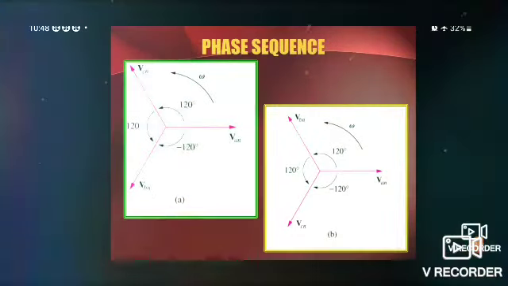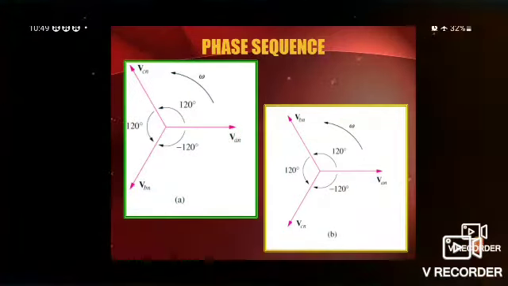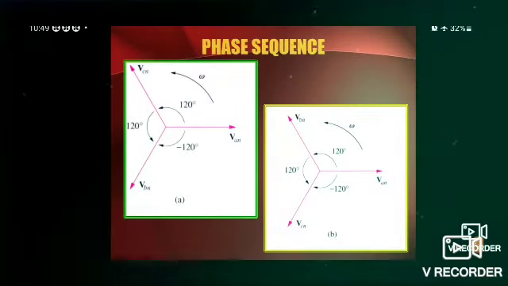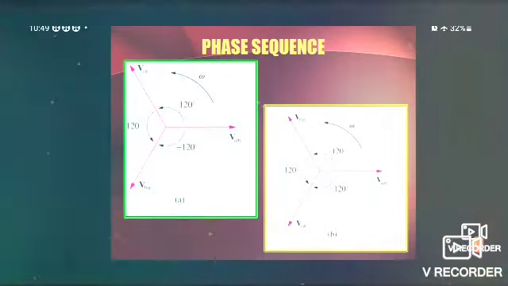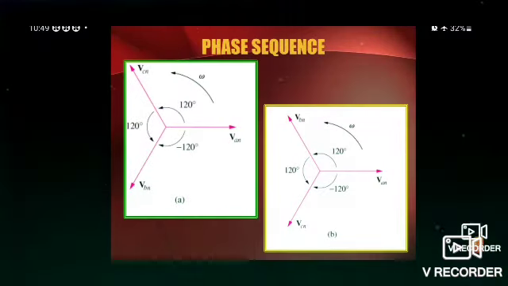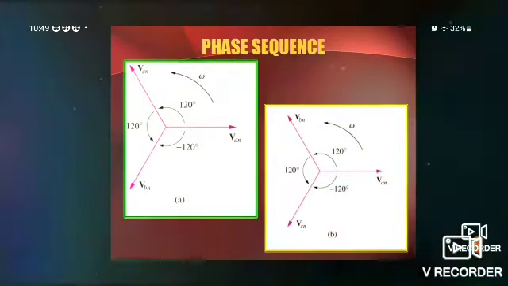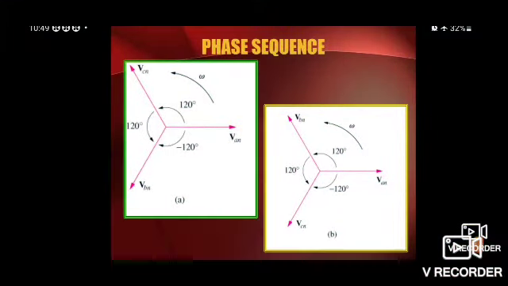First see the diagram. In the first diagram, that is in figure A, the Vcn leads Van by 120 degree. Therefore, it has the angle of plus 120 degree. But Vbn lags the Van by 120 degree. Therefore, Vbn is the value Vm with angle minus 120 degree.